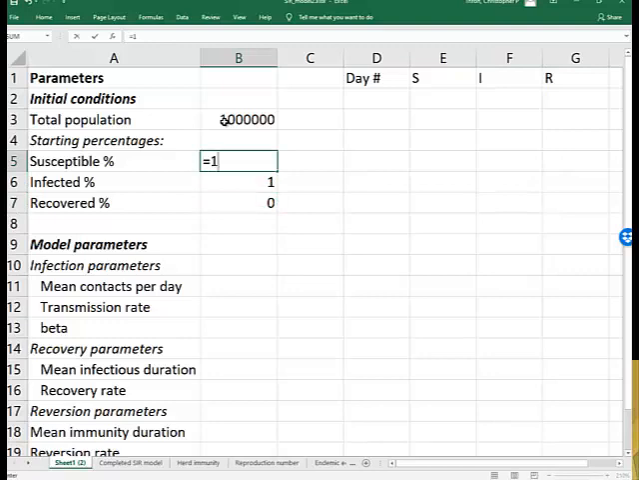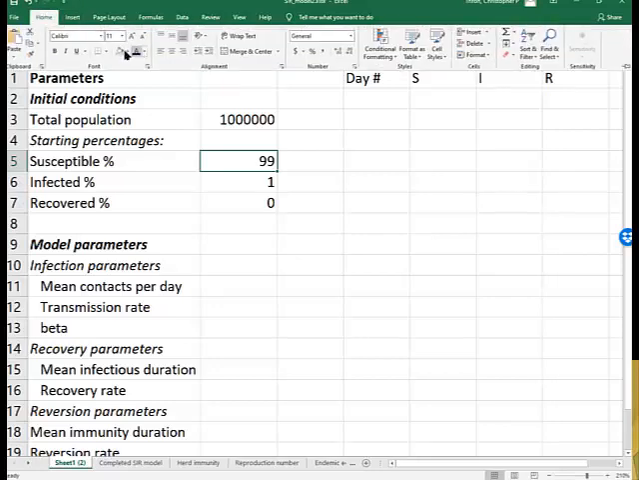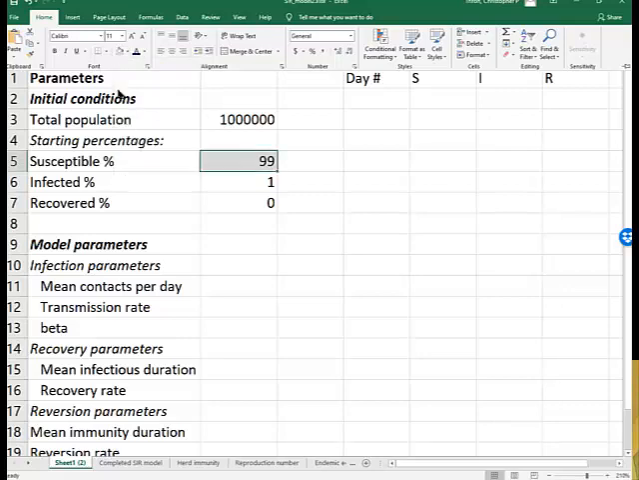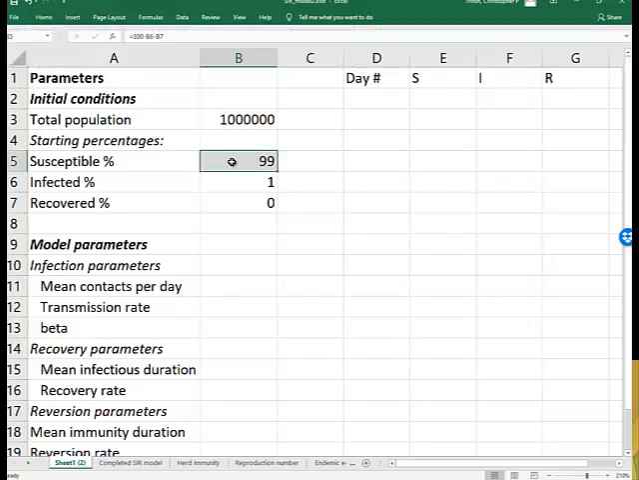So I'm going to write this as equals 100 minus this one minus this one. All right. So I only need to change my infected and recovered parameters in order to get my susceptible. Now I'm going to go here and I'm going to make this box gray to show that it's computed. So I'm going to put a gray here like this. Okay. So this shows me that this one I don't change, it's going to be computed.